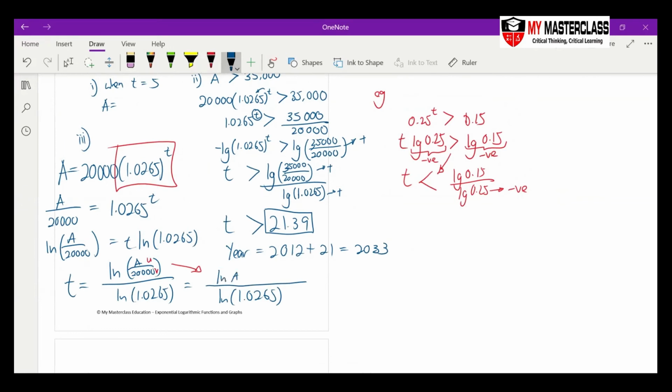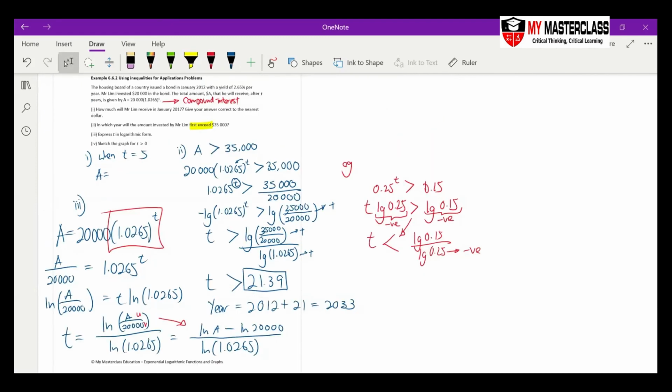ln u minus ln v. So remember, you do differentiation of product rule, quotient rule, right? The quotient rule is actually due to this logarithm: ln A minus ln 20,000. You don't need to work it out because they said they want it in logarithmic form. This is fine. So this kind of word problem you should be able to get. You must be able to get it. All right. Then the last part.